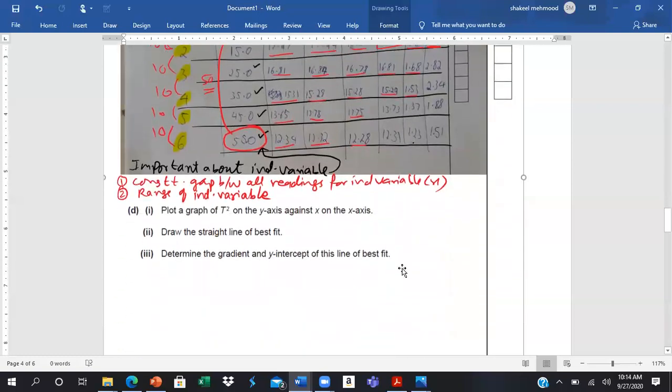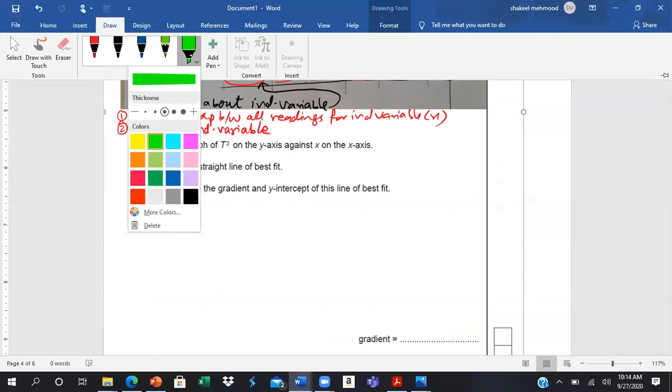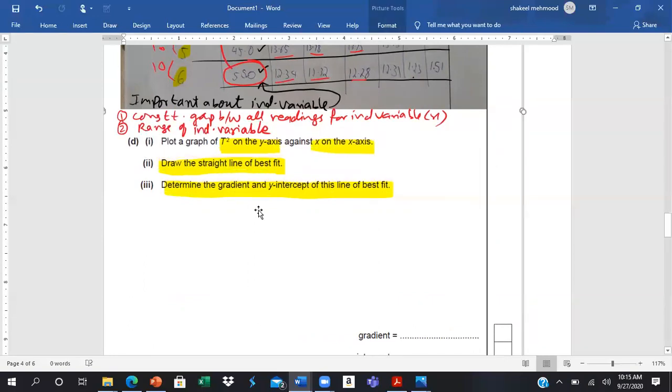Okay, let's move on to a very important thing, which is plotting a graph, right? So what you have to do is plot a graph of T square along the y-axis and x on the x-axis, and then draw the best fit line, and then determine the gradient and y-intercept of this best fit line. Okay, so let's draw the graph.